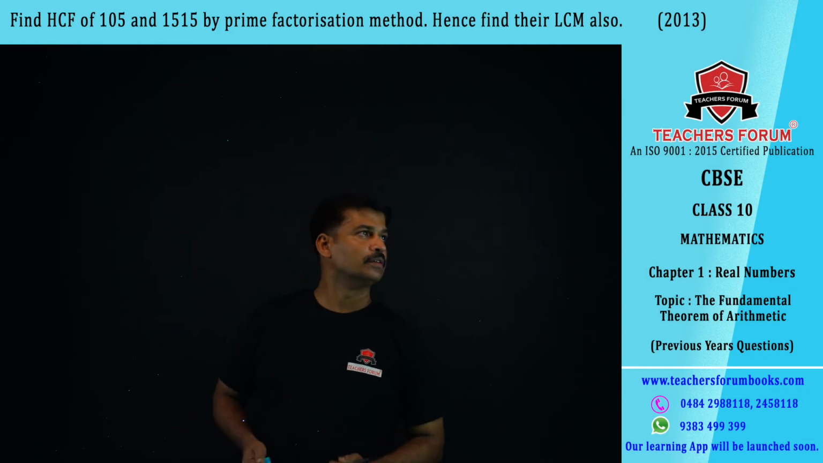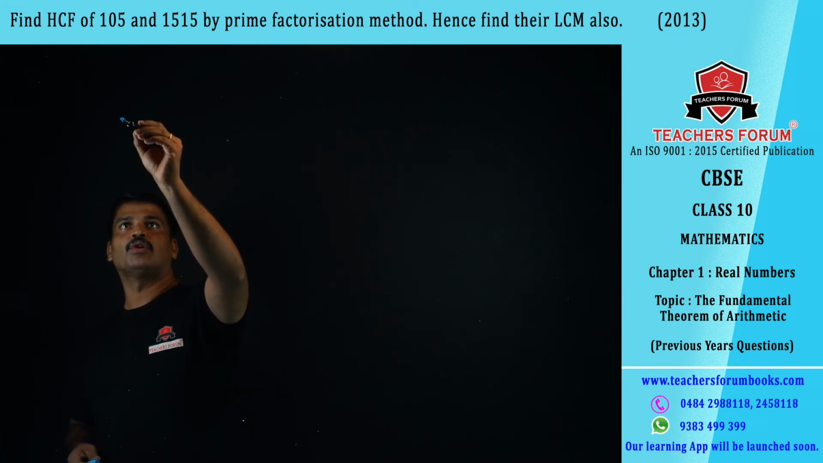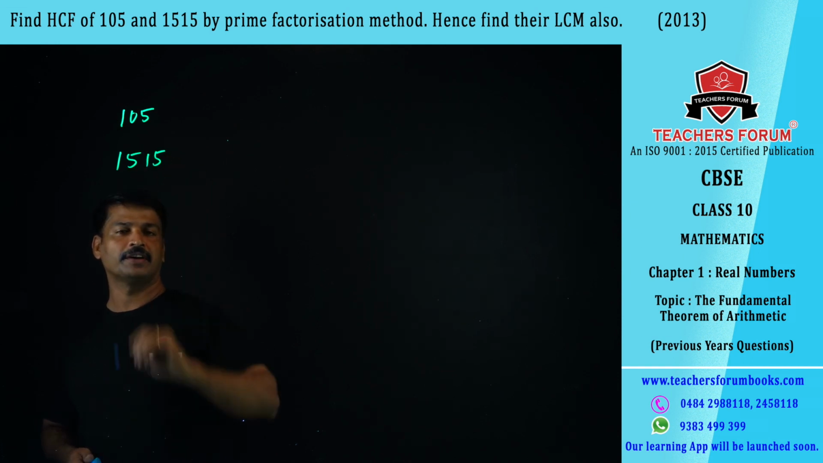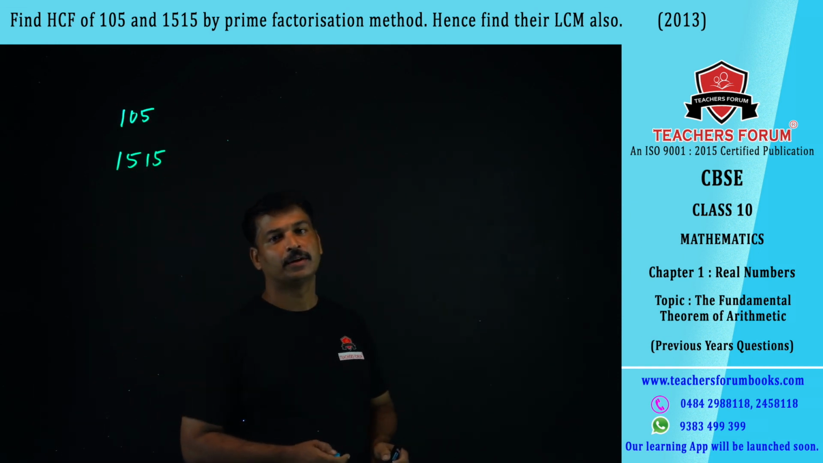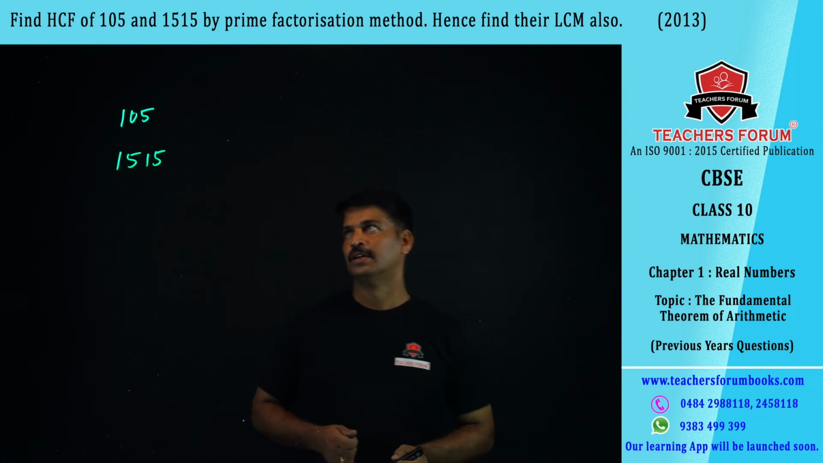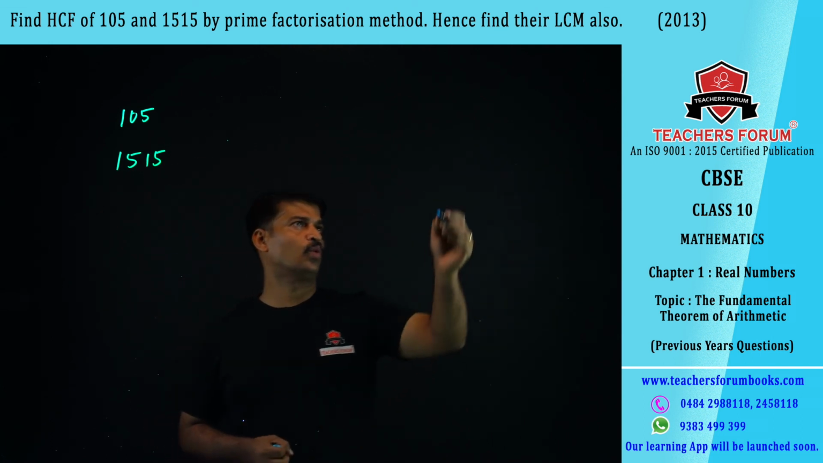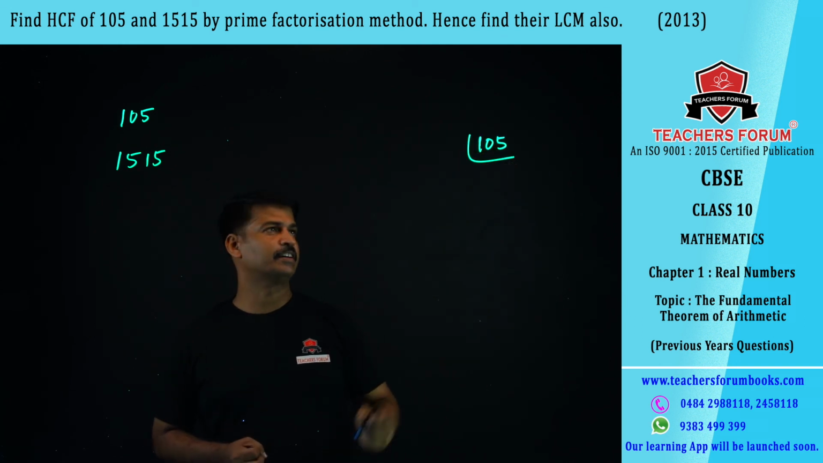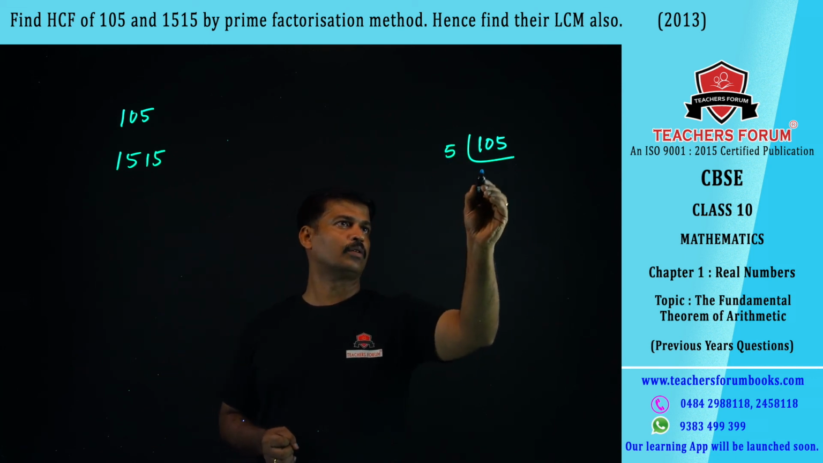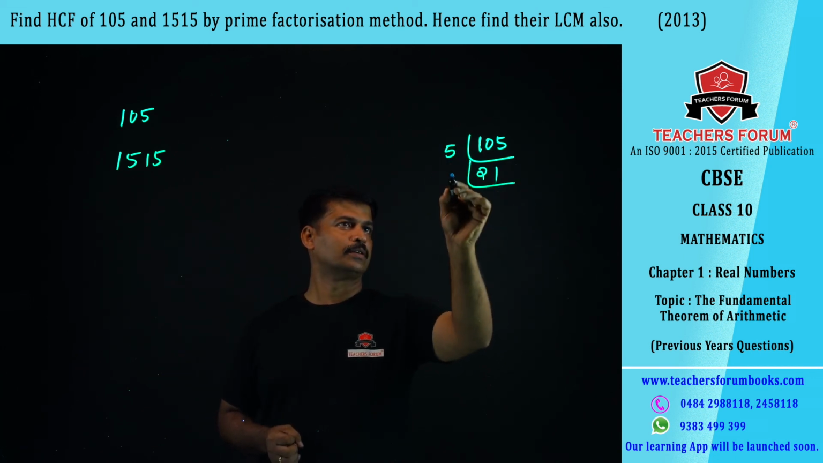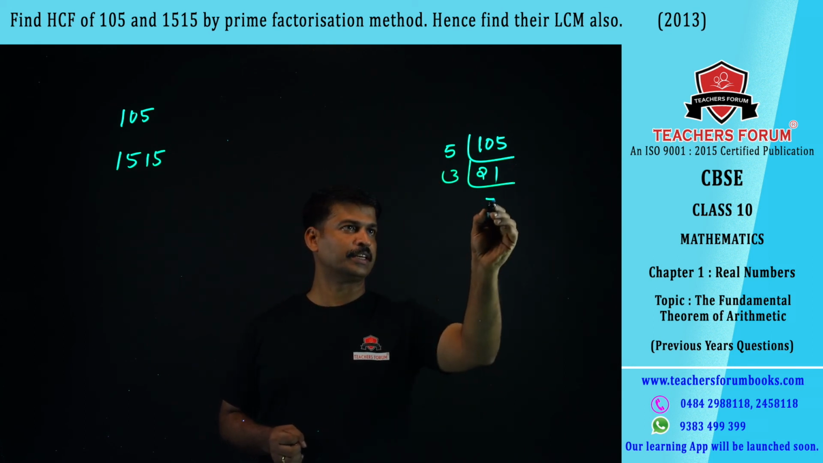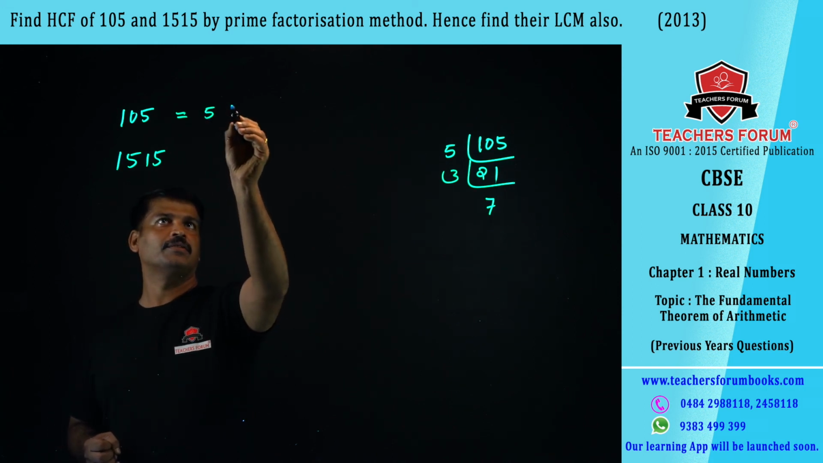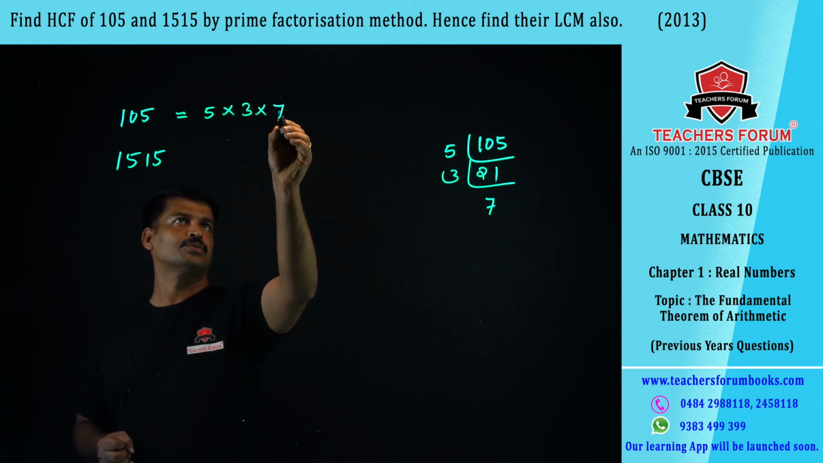Now let us find out the HCF and LCM of 105 and 1515 by prime factorization method. Let us first prime factorize 105. You can divide 105 by 5. 5 goes 21 times. 21 can be divided by 3. You will be getting 7. Now 105 can be factorized as 5 into 3 into 7.